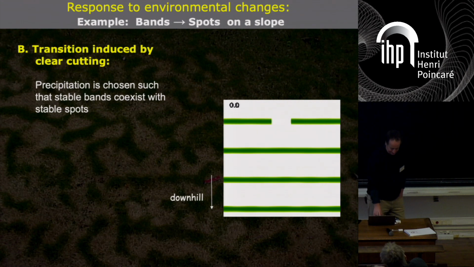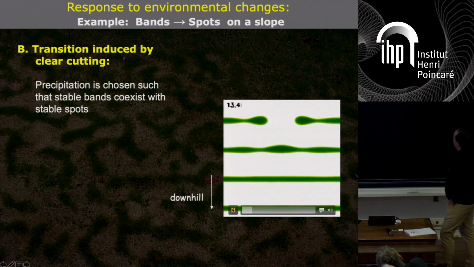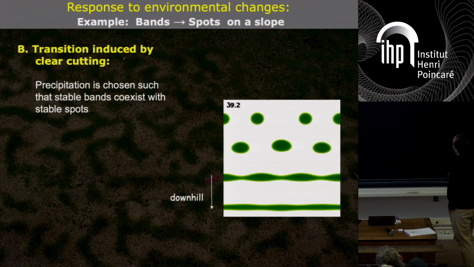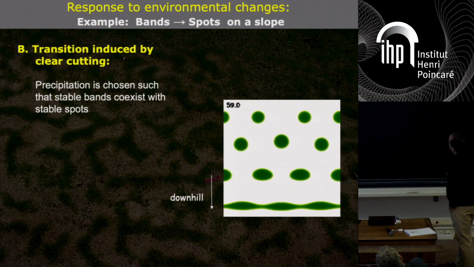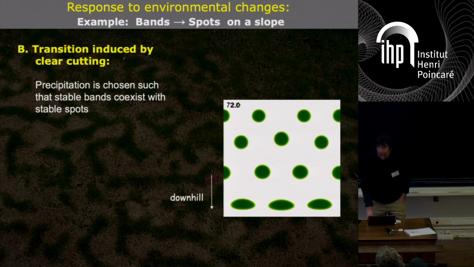The other example is this one, which is just an example of how these transitions may happen. Here, we simply took some bands and cut them, and you can see how the transition really occurs. This is in a range where both the banded and the spotted pattern can coexist, and just by introducing a small perturbation, which could be an anthropogenic perturbation, the system prefers to go to the other state.